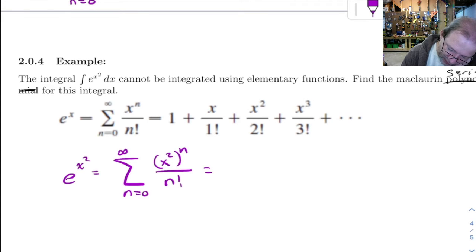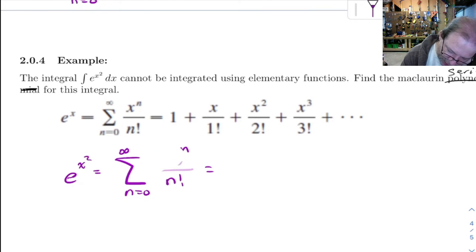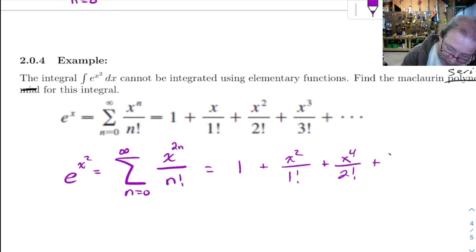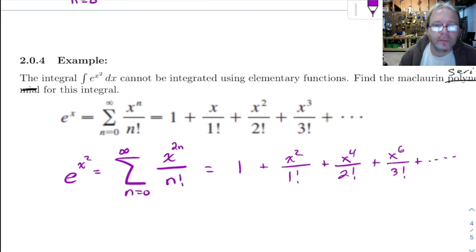And over here, let's go ahead and write this as x to the 2n. And our terms over here are going to be 1 plus x squared over 1 factorial, plus x to the 4th over 2 factorial, x to the 6th over 3 factorial, and so on. Okay, so now we can integrate this.